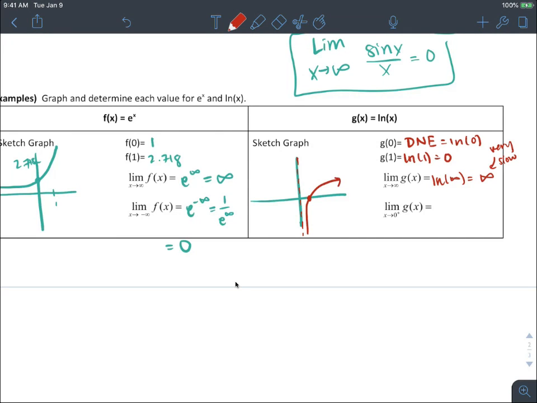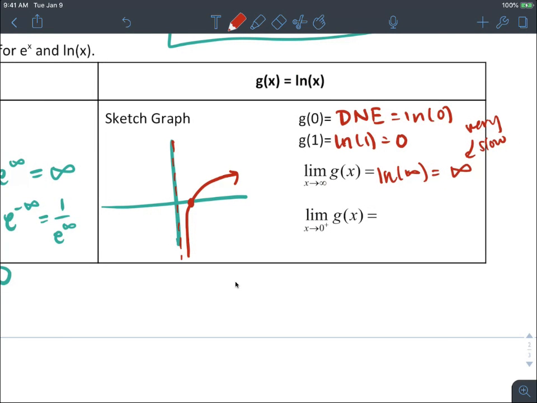And then as x goes to 0 from the right, that would be like ln of 0. Looking at the graph from the right, the function is getting closer and closer to negative infinity. And that is that.